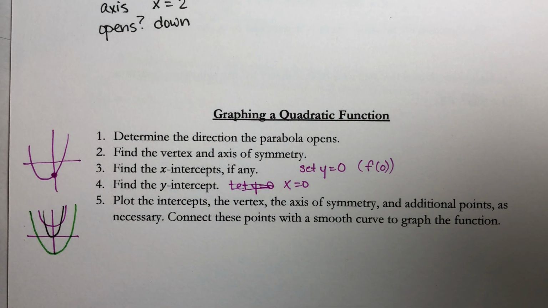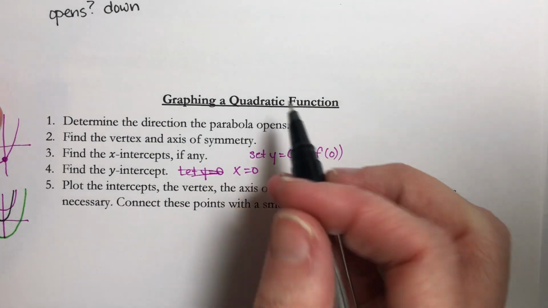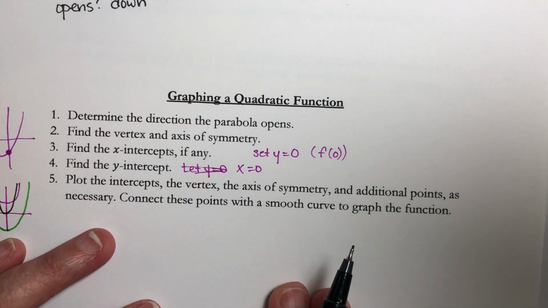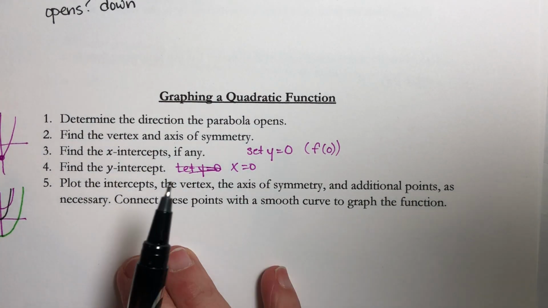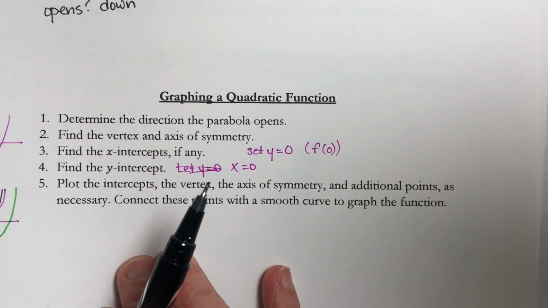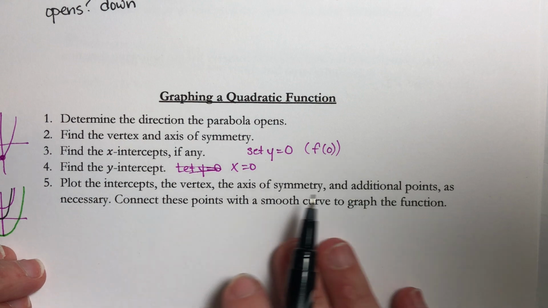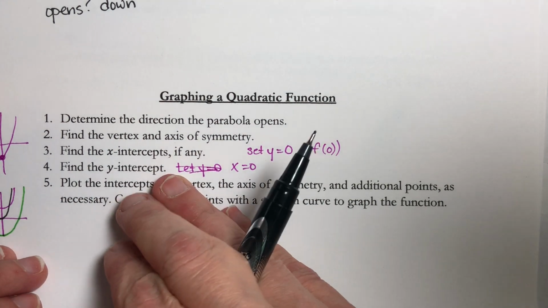Okay, so once we have all this information, we should have a good idea of what our graph is going to look like. We will plot our intercepts and the vertex, draw the axis of symmetry, plot additional points if we need to, and then connect them with a smooth curve to get a graph of our function.